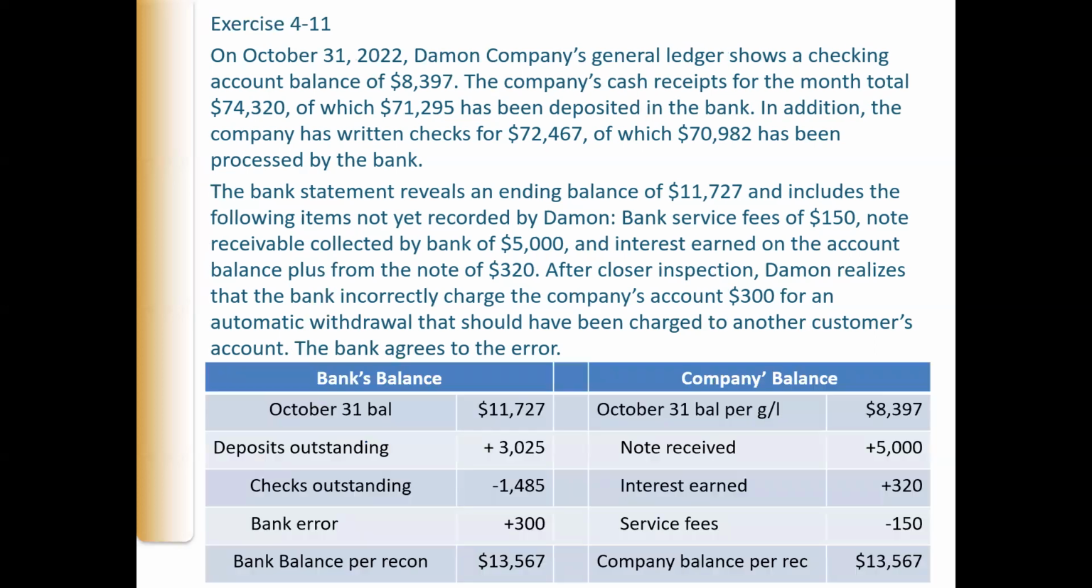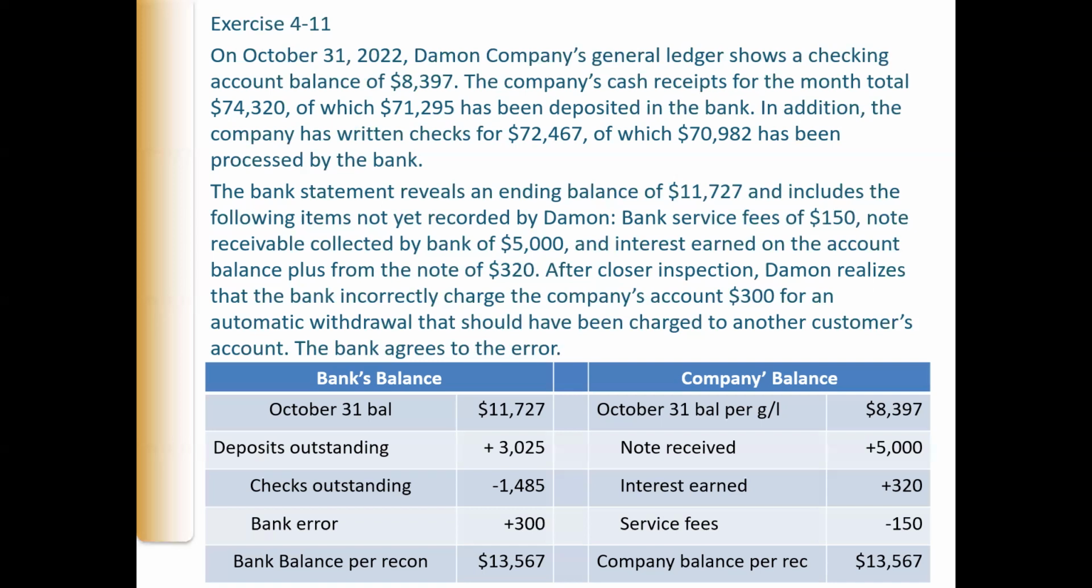We're going to record a bank reconciliation. The first thing we do is show the bank balance and the company's balance. Then to record the bank's reconciliation, we add deposits outstanding. We subtract checks outstanding. Now the bank agreed they screwed up. So we're going to add $300 back to the bank account, the bank side, because they're going to fix that for us.